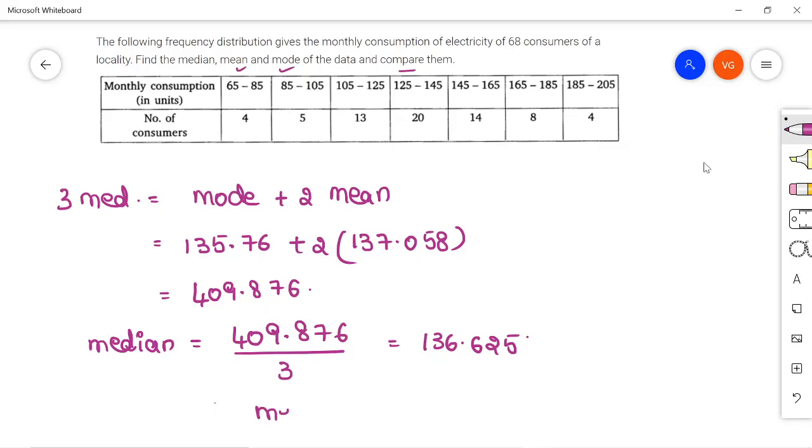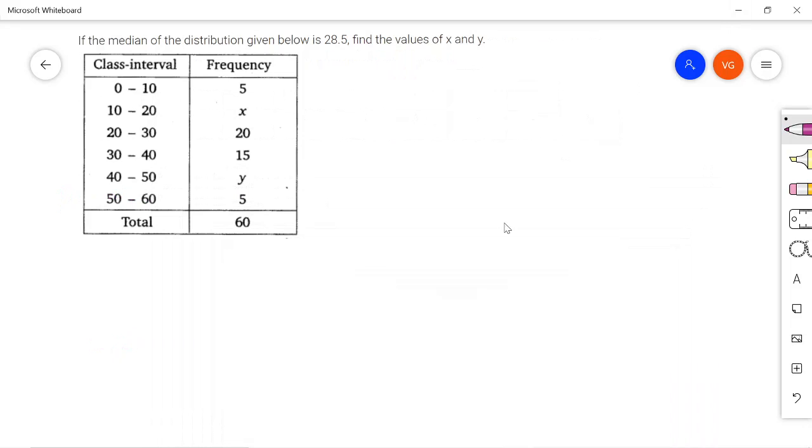So the median value here is 136 and the mean value is 137, the median is approximately 136 and the mode is 135. So this is the relationship between mean, median and mode of the given data.